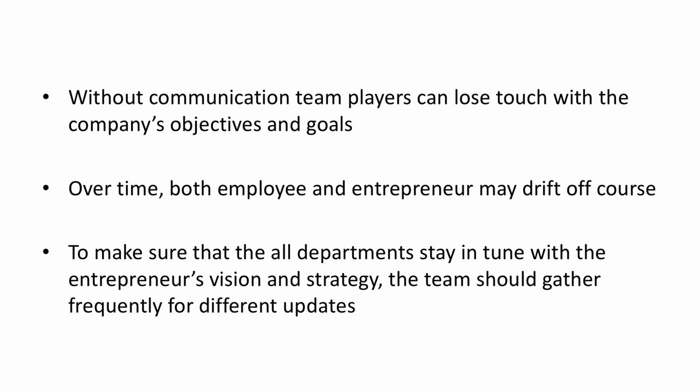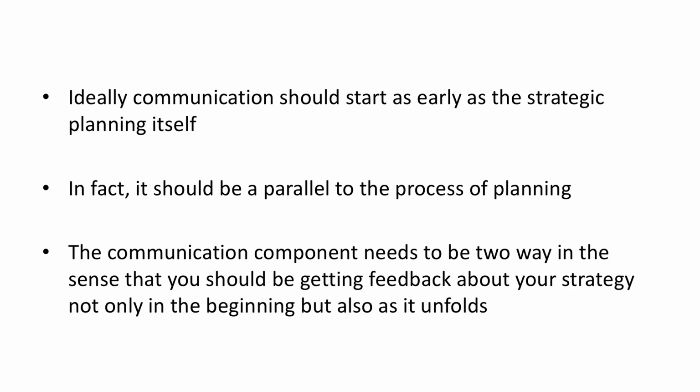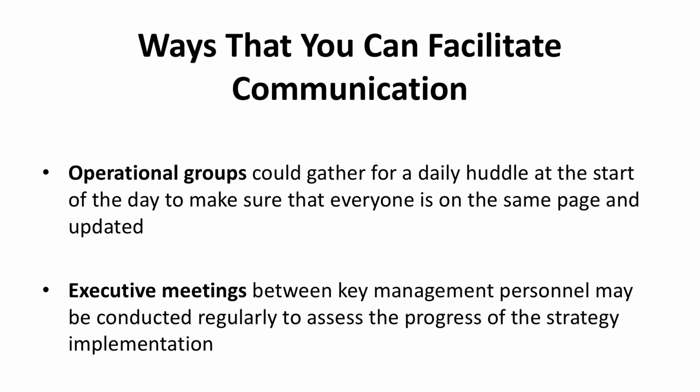To make sure that all departments stay in tune with the entrepreneur's vision and strategy, the team should gather frequently for different updates. Ideally, communication should start as early as the strategic planning itself. In fact, it should be a parallel to the process of planning. The communication component needs to be two-way in the sense that you should be getting feedback about your strategy not only in the beginning, but also as it unfolds. There are quite a few different ways that you can facilitate this communication. For instance, regular meetings are one way to go. Operational groups could gather for a daily huddle at the start of the day to make sure everyone is on the same page and updated.